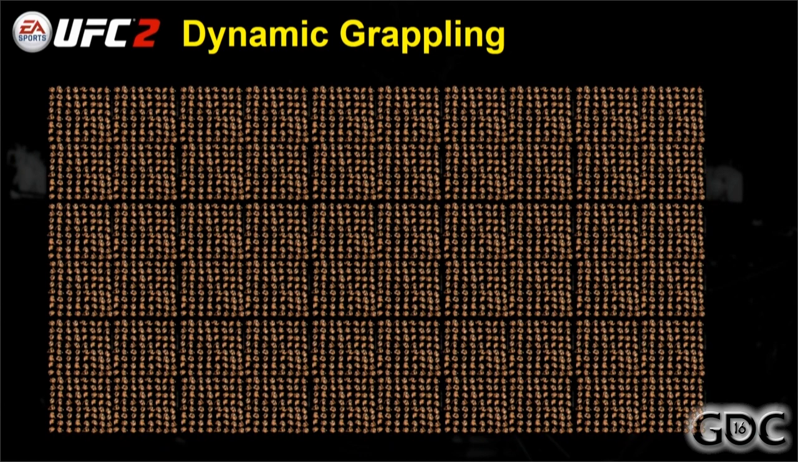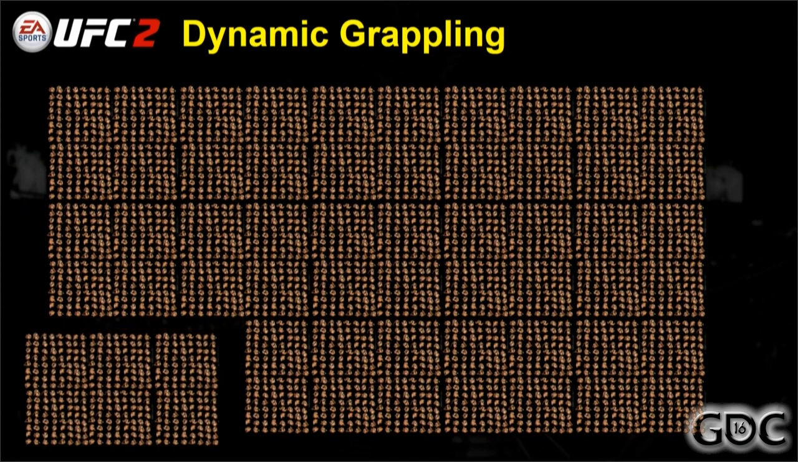And then the game has 15 different ground positions. So assuming every ground position has the same level of complexity as guard, which they don't, but some are close, some are bigger, some are smaller, we've got to multiply that number by 15. So we've got a really big number here.